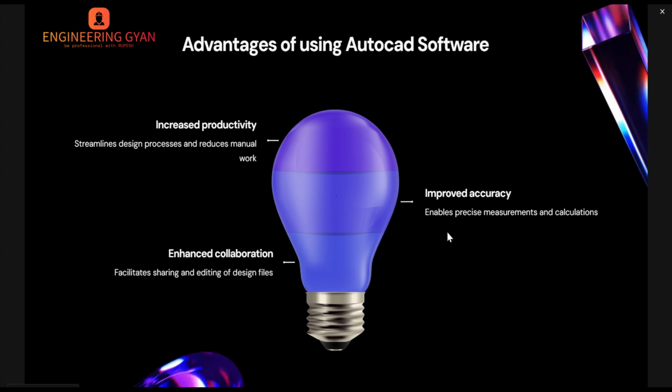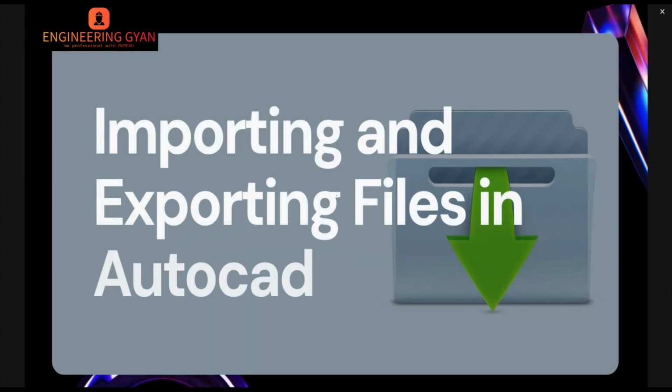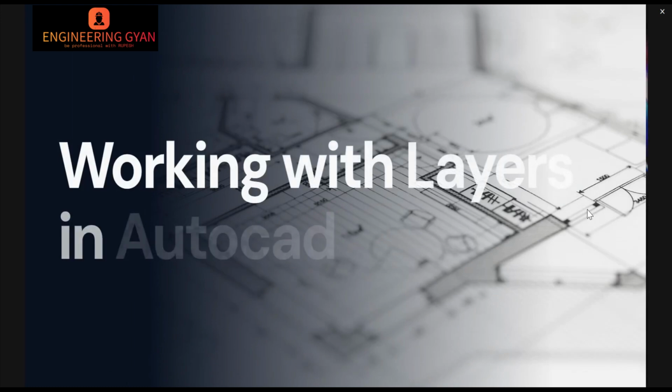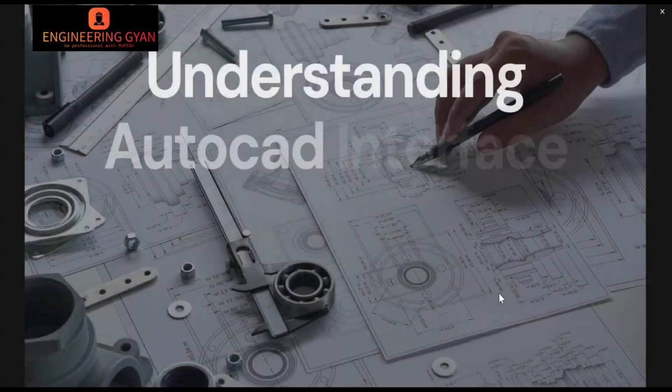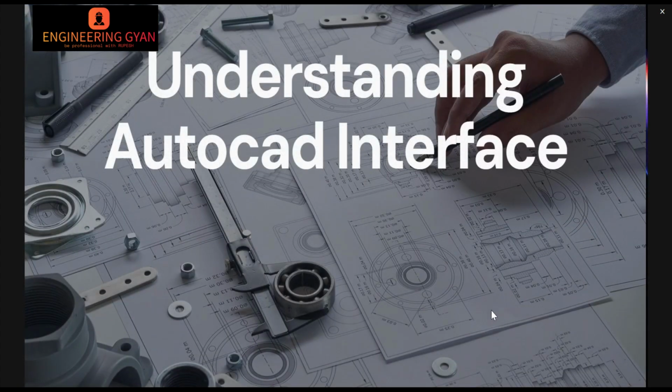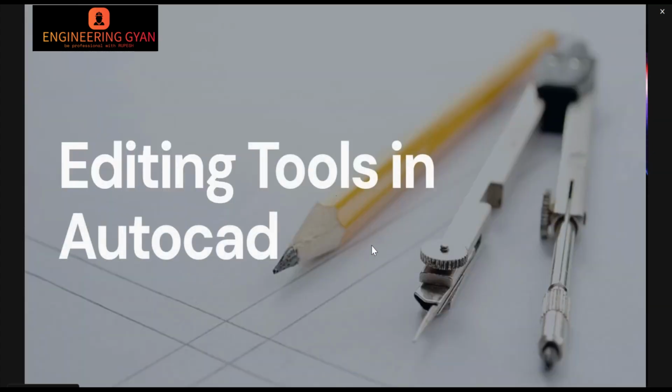User interface. AutoCAD features a user-friendly interface with a menu, toolbar, and command line options. The ribbon interface organizes tools and commands into tabs for easy access. Drawing and editing tools. AutoCAD allows users to create precise 2D drawings using tools like lines, circles, arcs, and rectangles, and many more things.